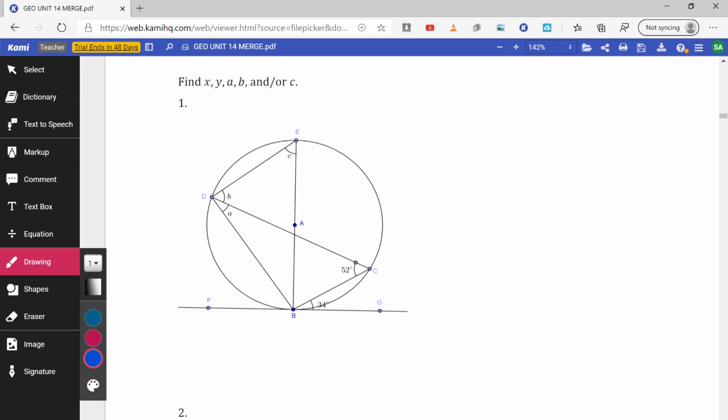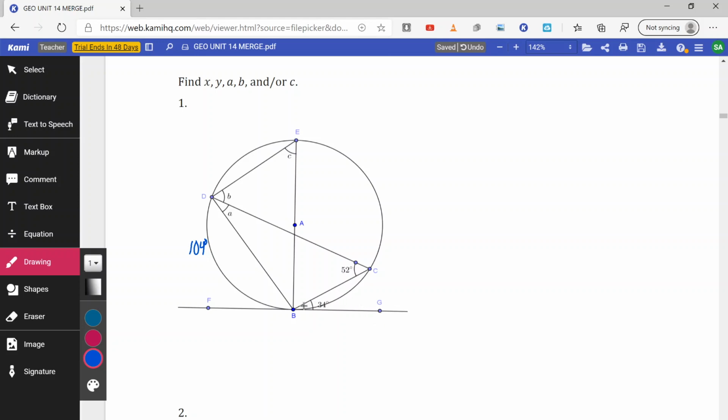So here we have an inscribed angle at point C of 52 degrees. We know inscribed angles are half the intercepted arc. So B to D is going to be double 52. So 52 times 2 means arc DB is 104 degrees.